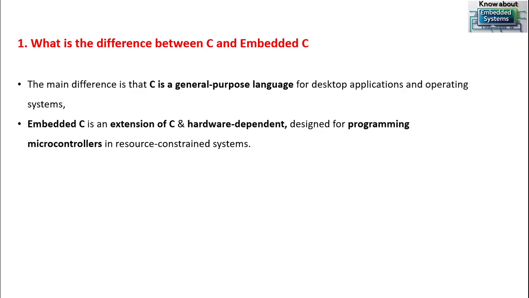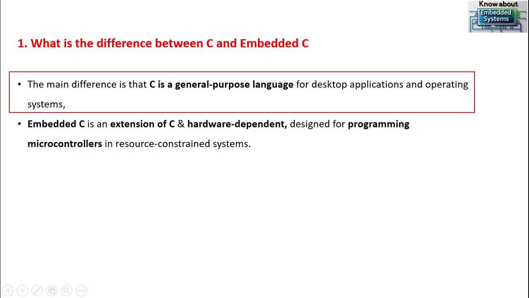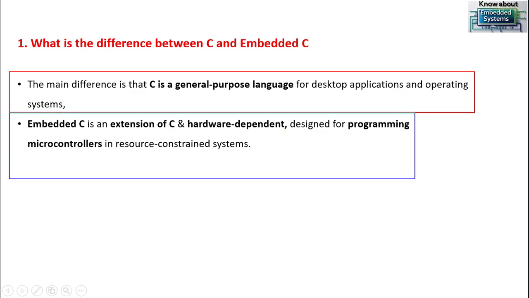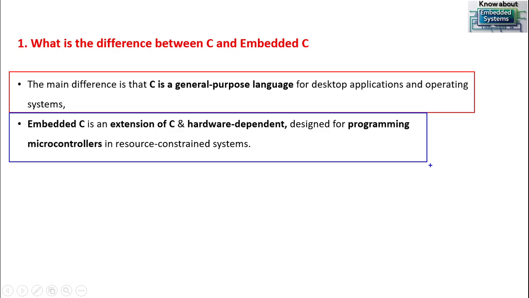Basically, when we say C programming, you might already know that C programming is used to develop software applications for our desktops and laptops. The key difference is this: C programming is used to develop software for desktop applications or operating system applications. Embedded C programming is used to develop the code for your microcontrollers or embedded system applications. Embedded C is an extension of C programming, and it is hardware dependent programming. So this is the major difference between C and embedded C.